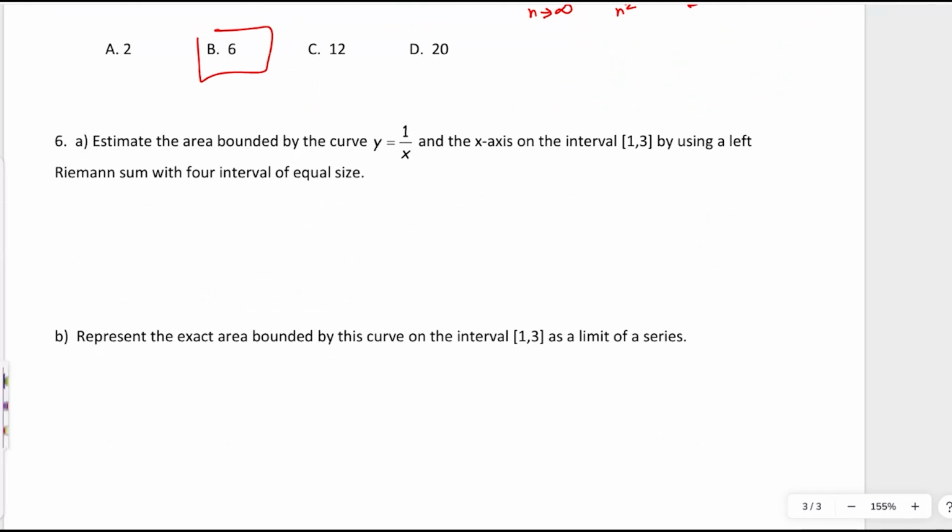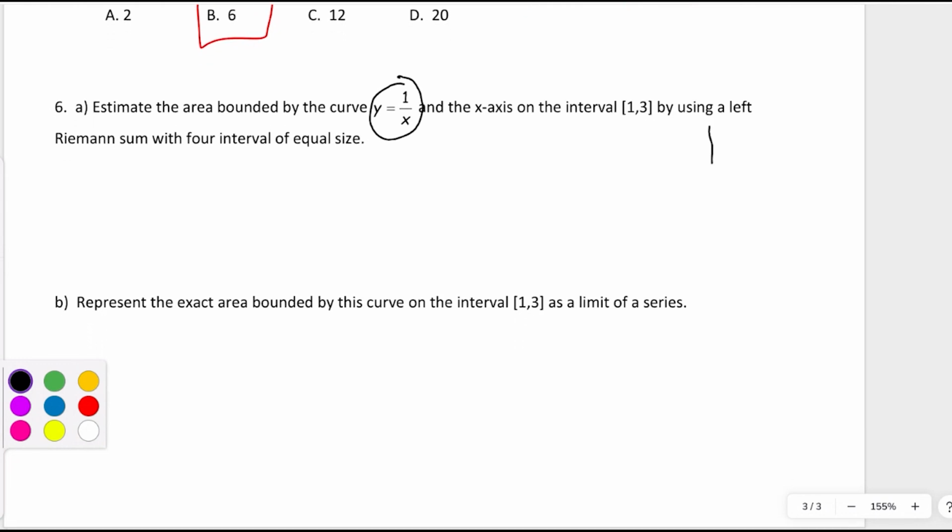It says estimate the area bounded by the curve y equals 1 over x and the x-axis on the interval 1 to 3 by using a left Riemann sum with 4 intervals of equal size. You don't really need to know exactly what the graph looks like, but the 1 over x graph is our parent rational function. It does something like this.